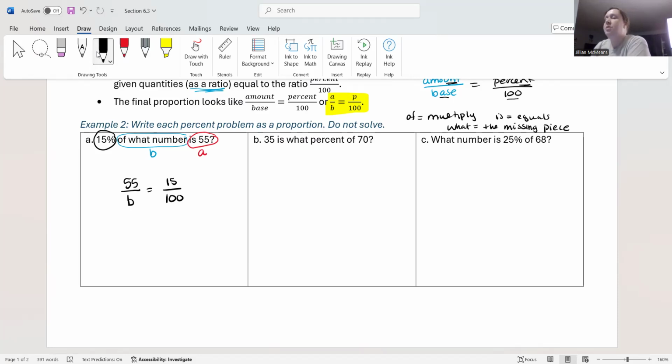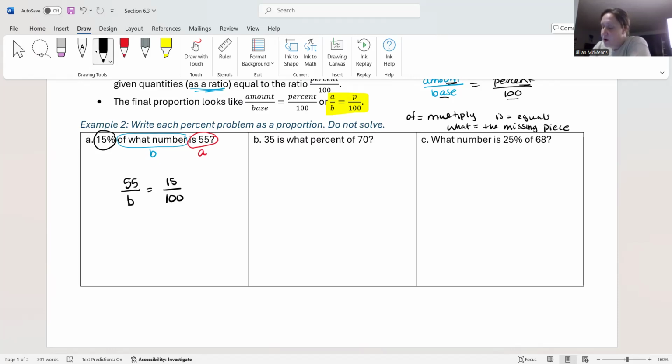I will caution you, like I did in the previous worksheet, be really careful with your A's and your B's. Make sure your A's don't accidentally look like 9s, and make sure your B's don't end up looking like a 6. So be very careful here. Now for part B, we have the hard example. The hardest one is always when the percent is missing.